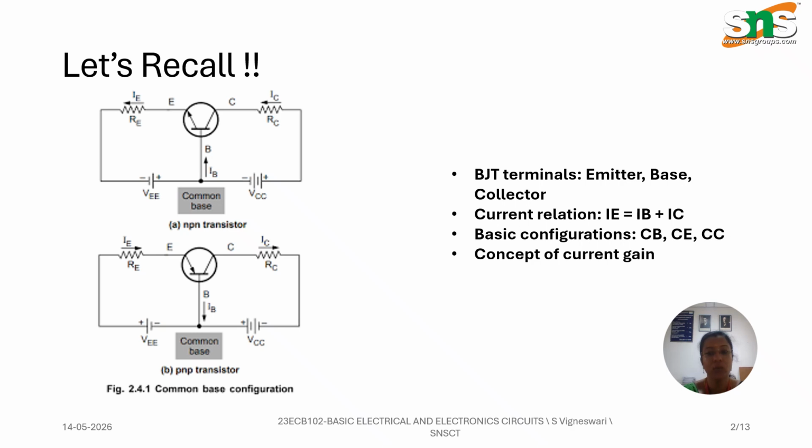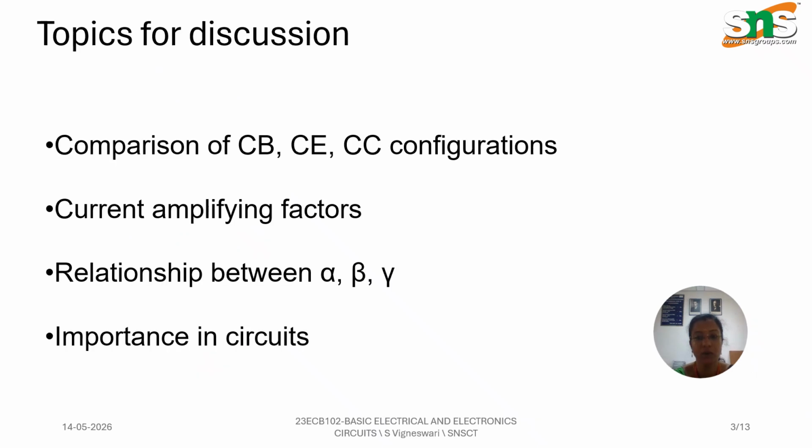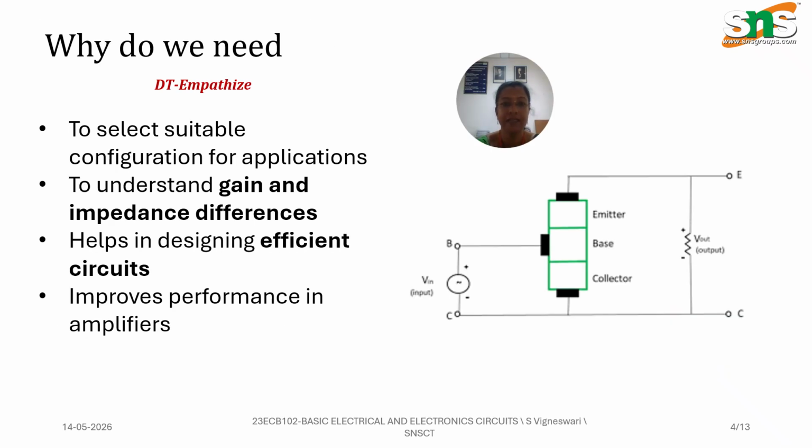Now, depending on which terminal is connected to both input and output, the transistor operates in different configurations. In today's discussion, we are going to look at common base, common emitter and common collector configuration. We will discuss in detail the comparison of all three configurations, current amplifying factors, the relationship between alpha, beta, gamma, and the importance of these configurations.